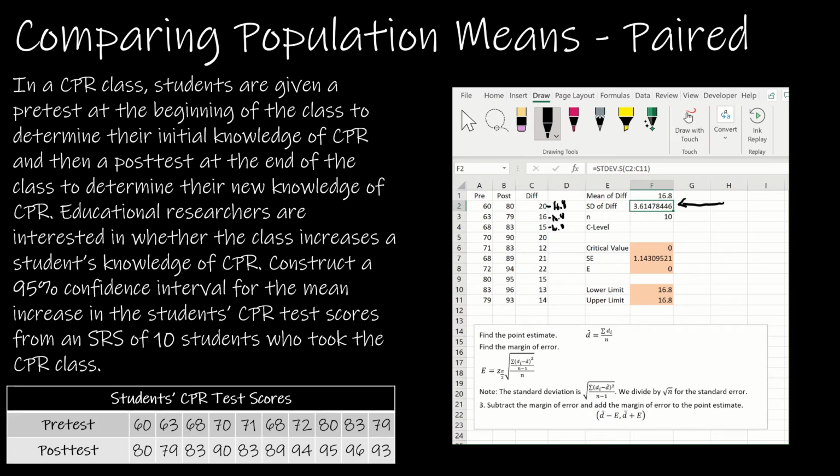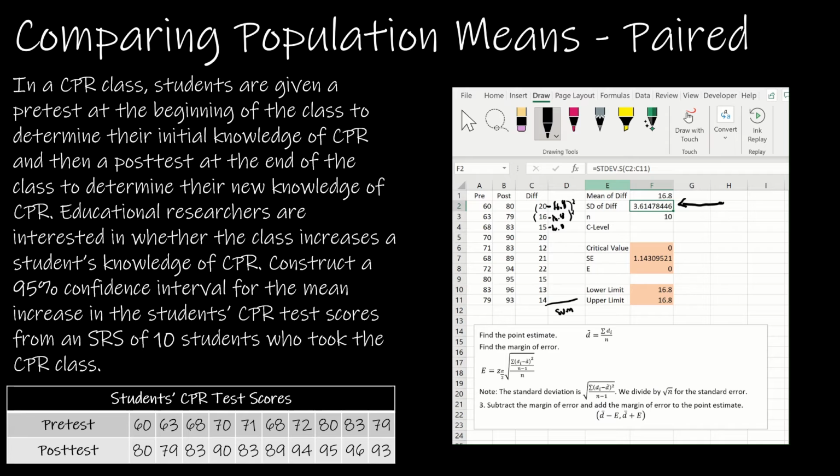And then we are squaring each of those. So we're going to take that value squared all the way down the line. And then we're going to add all of those up. So we're going to find the sum. And then we would divide it by n minus 1, and then we would take the square root.